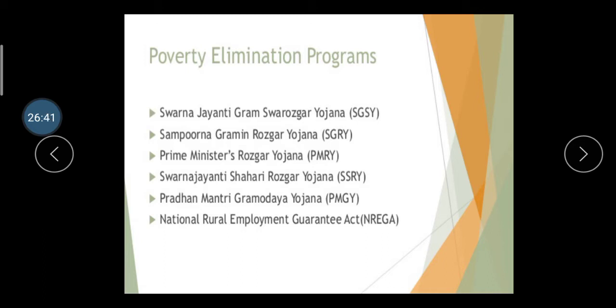Then after, Suvarna Jayanti Shahari Rojgar Yojana, under this they provide facility to the poor who stay in the cities. Then after, Pradhan Mantri Gramodaya Yojana, under this they provide a particular facility regarding 100 days of working facility to wage laborers. Then after, National Rural Employment Guarantee Act, according to that they give particular courses, they help poor people learn about new things, and then they give a guarantee regarding the work.